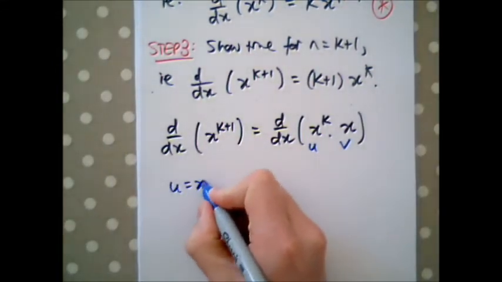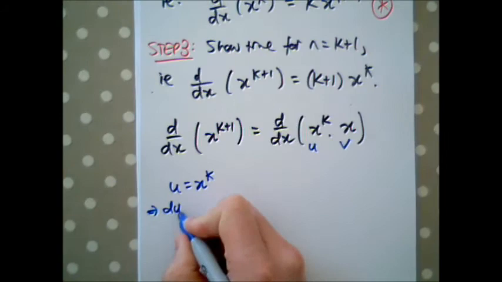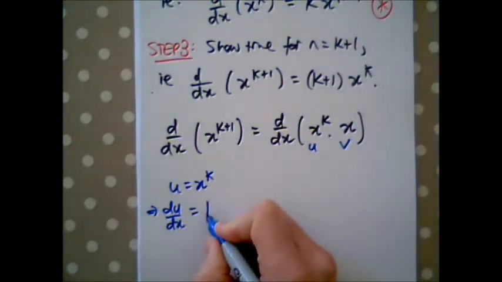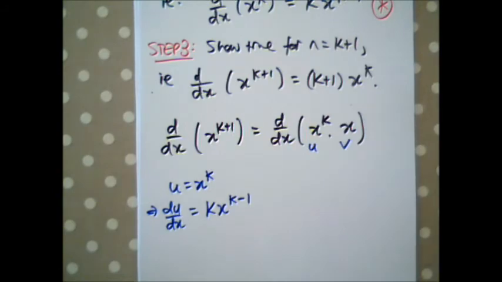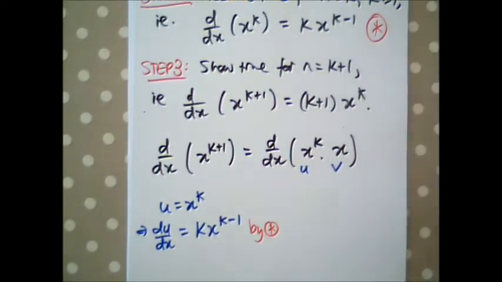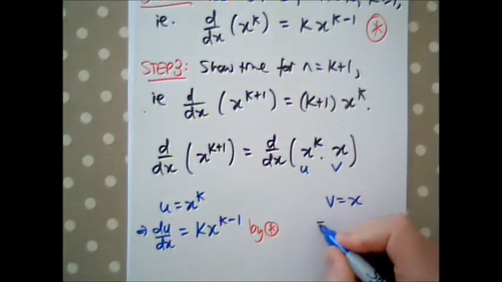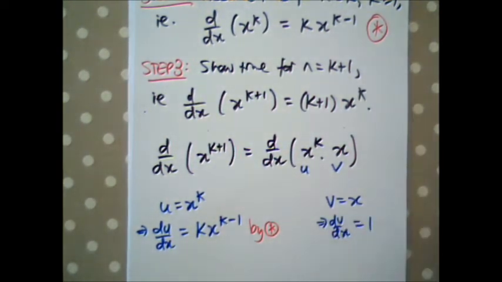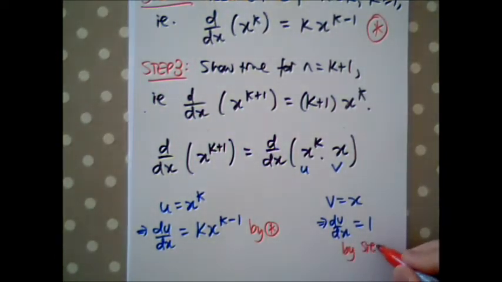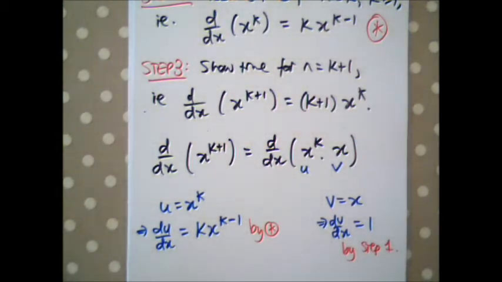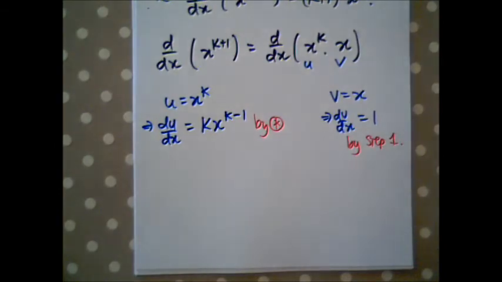So u equals x to the power of k. Therefore, du dx is equal to k times x to the power of k minus 1. And we know that because of star. So we know that when you differentiate x to the k, you bring the k down and you subtract 1 from the k, because that's what we said up in star back up here. And over here, v equals x, so dv dx equals 1, and that was by step 1. If you remember, in step 1 we said when you differentiate x, you get 1 as an answer.